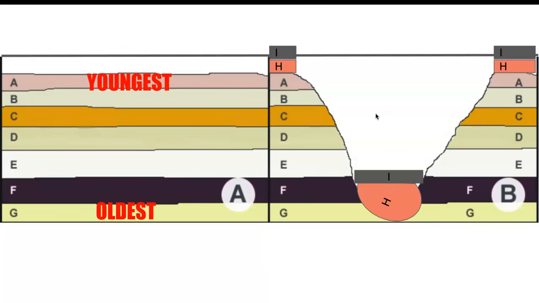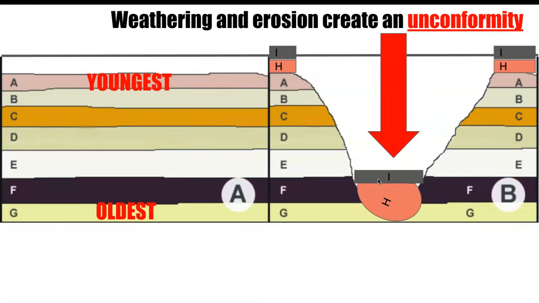So if you look down here in the center, it's a little bit funny because you have layers G and F, and then H and I, and A through E are missing, okay? Those missing rock layers are what we call an unconformity. So weathering and erosion created an unconformity in this section of rock.